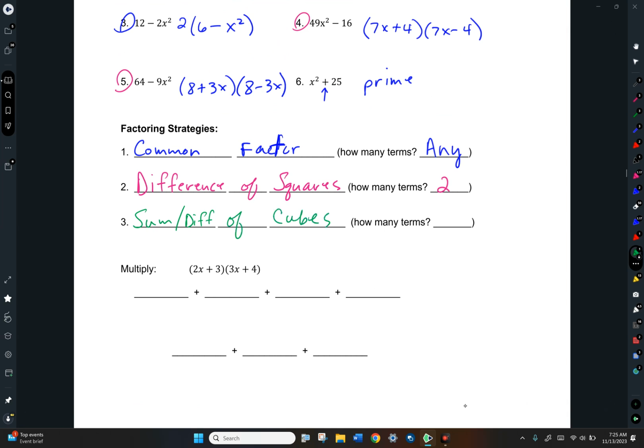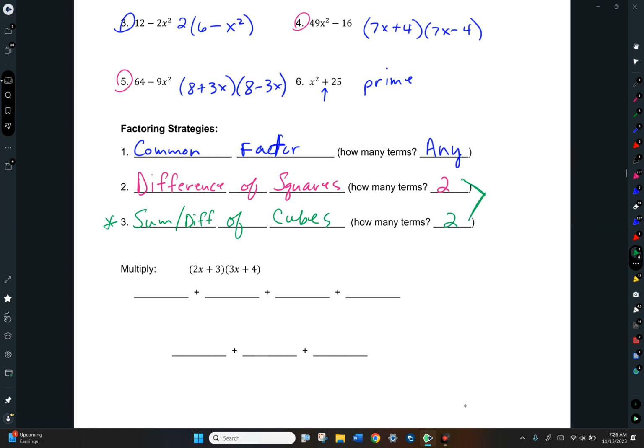And the sum or difference of cubes was if you had two terms. And notice there weren't any examples up above. Of all the factoring methods that we do, that would probably be the least common one that we do. But I wanted to go ahead and do it since it was two terms to show you the difference between if they're squares and if they're cubes.